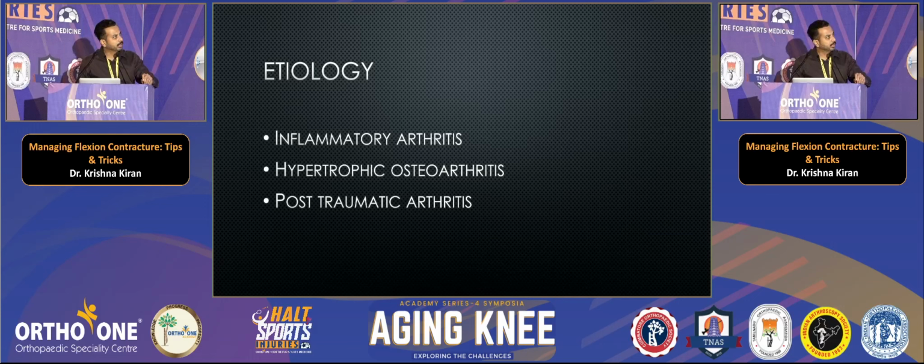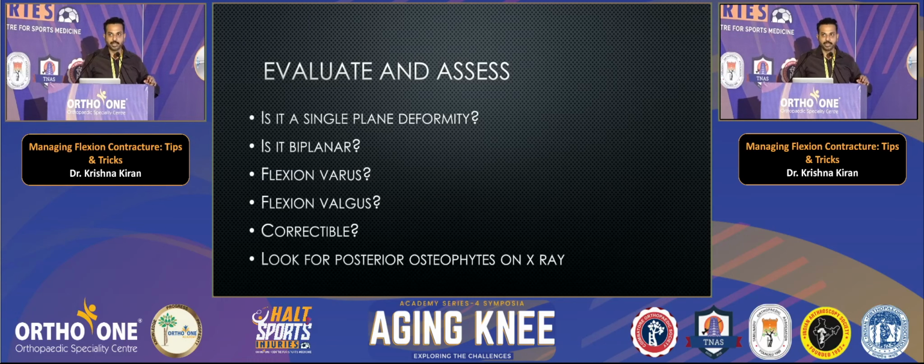So we know that the causes are manifold, and the etiology will determine the management. So inflammatory arthritis must be managed separately. And the general principle for inflammatory arthritis is 1/3 of the deformity usually corrects during anesthesia, 1/3 you correct during surgery, and 1/3 corrects during rehab. But for hypertrophic osteoarthritis and post-traumatic arthritis, you must achieve complete correction on the table. Otherwise, it will not spontaneously correct later on.